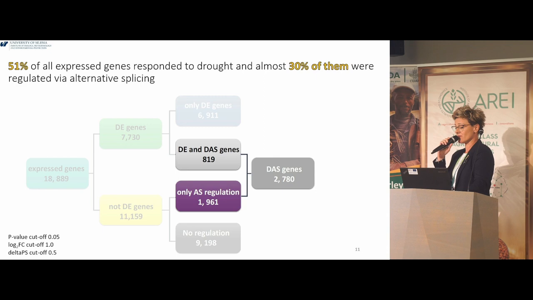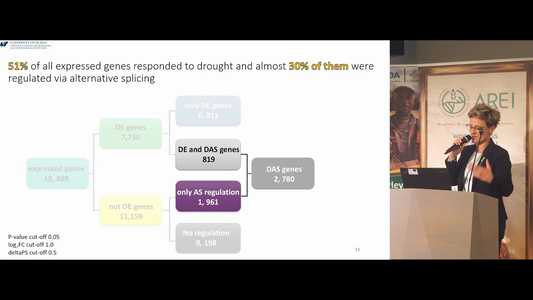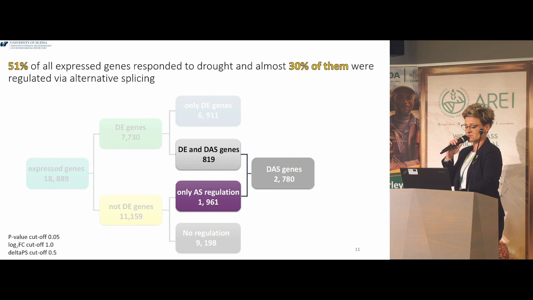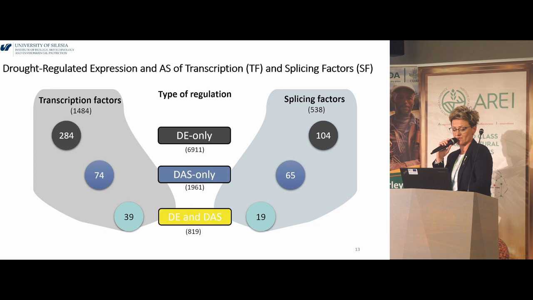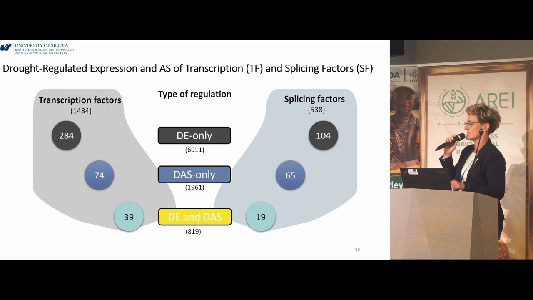Going further, we wanted to focus on these alternatively spliced genes, which were 30% of all differentially expressed genes. When we tried to figure out the regulation of these events, we wanted to see in numbers how many transcription factors and how many splicing factors are involved in the regulation, when we considered genes that were regulated only at the transcriptional level of gene expression, only by alternative splicing, and at both levels of regulation. So here you see the numbers, and the most interesting to us were transcription factors and splicing factors identified in genes regulated only by splicing.